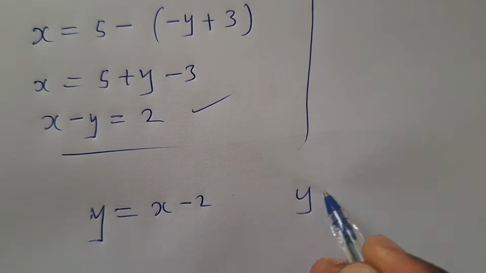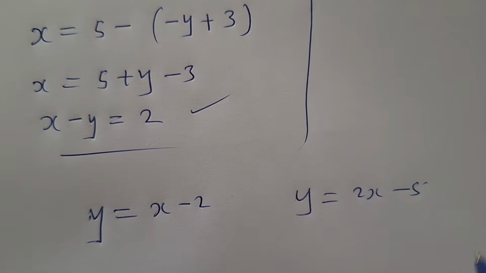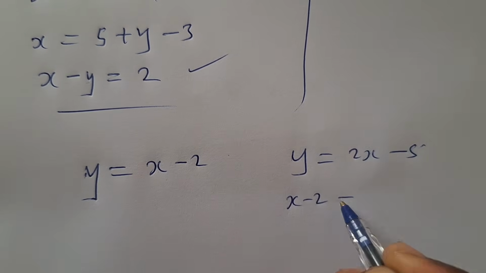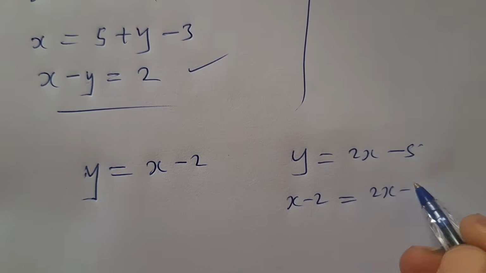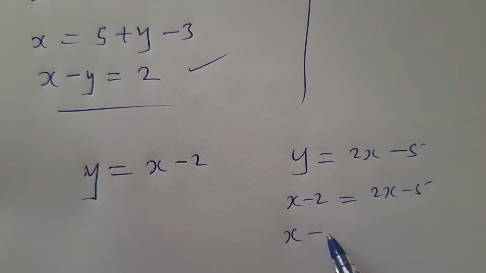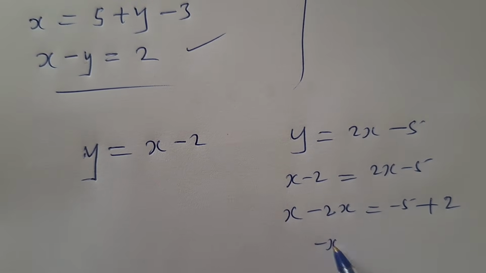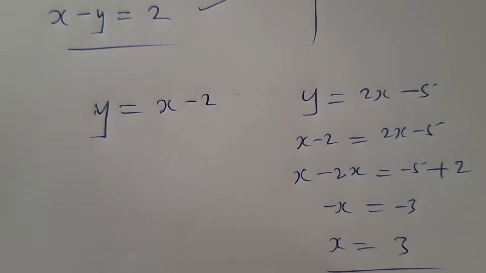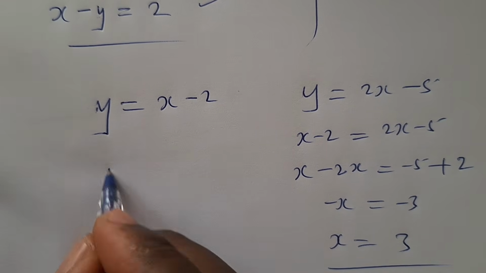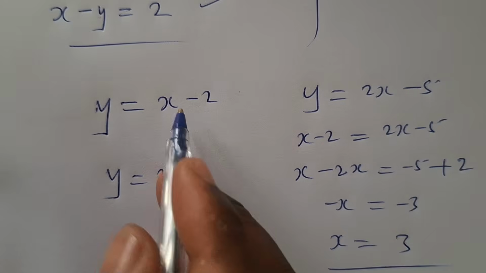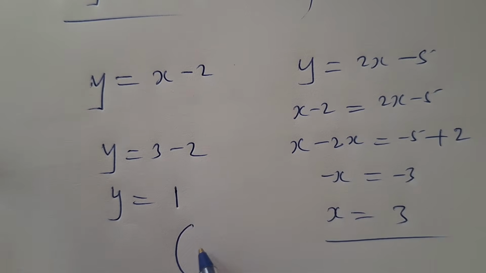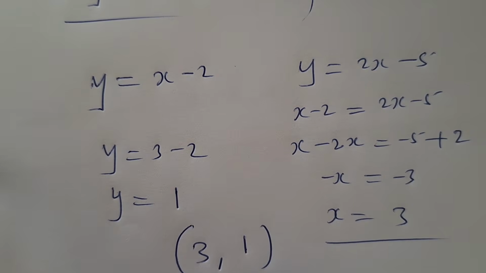The other one is y is equal to 2x minus 5. So solving these simultaneously, we're going to get this x minus 2, write it where y is, 2x minus 5. You group the like terms. This is how it's going to look like. So negative x is equal to negative 3, therefore x is equal to 3. For y, you shall say y is equal to 3 minus 2, where there is x you put a 3, y will be equal to 1. So the coordinates where they're meeting is 3, 1, like this.